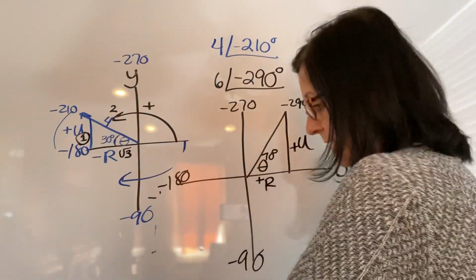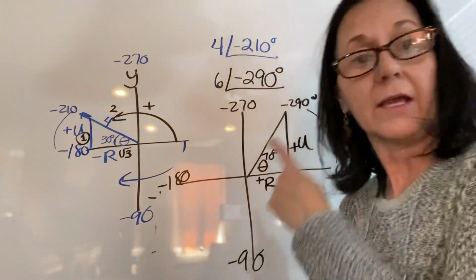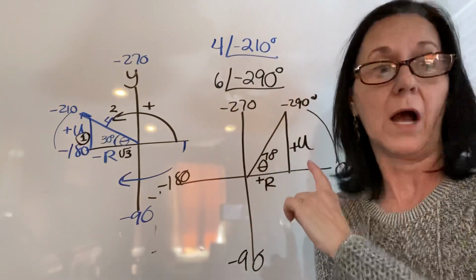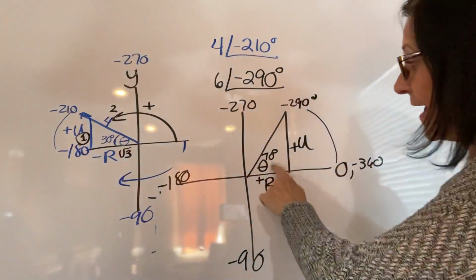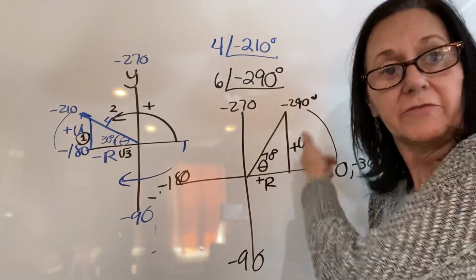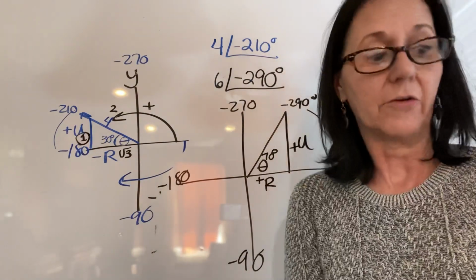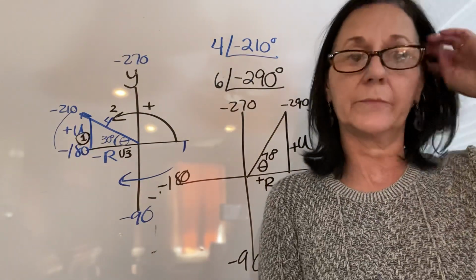All right, so this lesson is dealing with negative angles, rotating them clockwise, and solving for that angle so that you can calculate your R and your U, your rectangular coordinates.